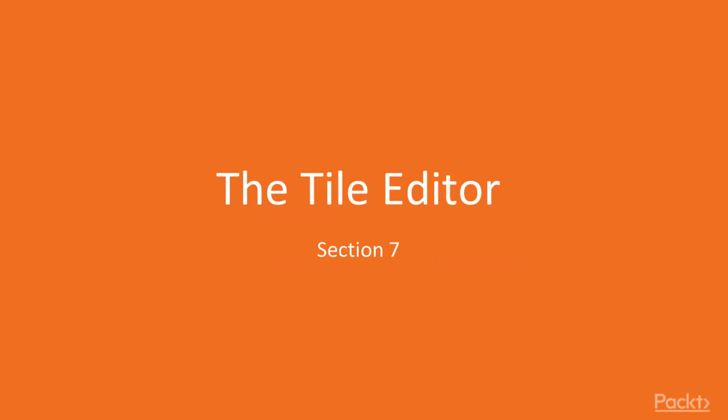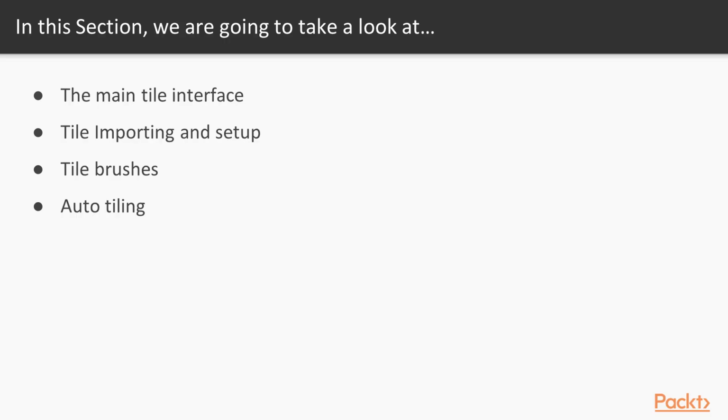In this section, we'll take a detailed look at the tile interface. In the first video, we'll take a look at the main tile interface and see all the options available to us, as well as briefly going over tile animation. In the second video, we'll take a look at importing and setting up a tile set within GameMaker Studio 2. During this process, we'll look at how a tile set actually works in terms of its creation and setup so that we know why they look as they do.